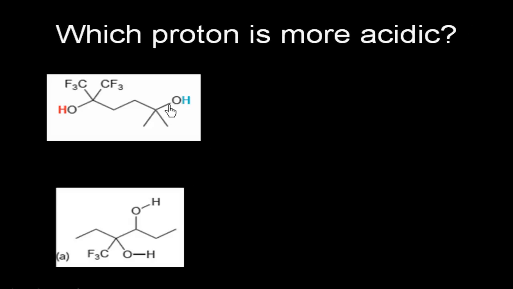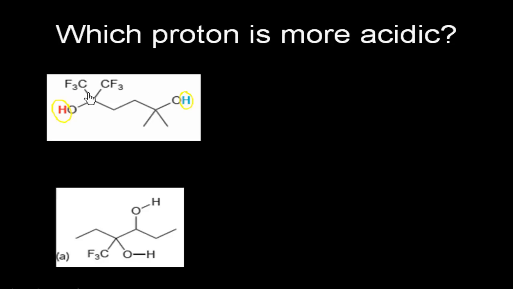Now let us say we have these two protons. So oxygen, hydrogen, oxygen, hydrogen. So which hydrogen is more acidic? Either this one or this one. Now in this case, negative charge on oxygen. In this case also negative charge on oxygen. So the factor of atom cannot be used.